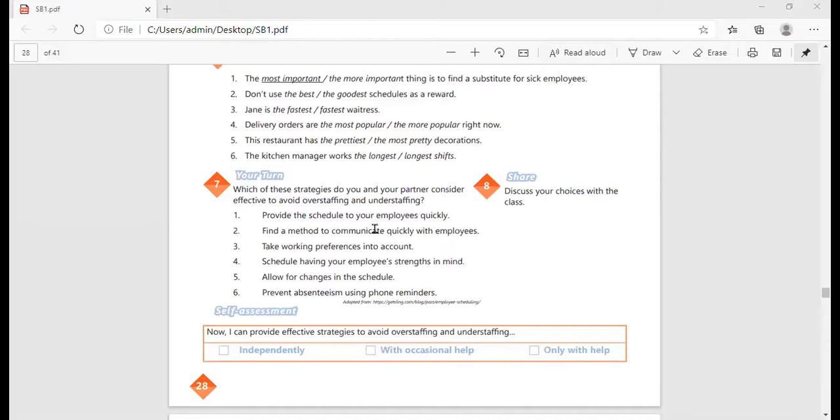So your mission is to discuss which of these six strategies you consider to be effective to avoid overstaffing and understaffing.